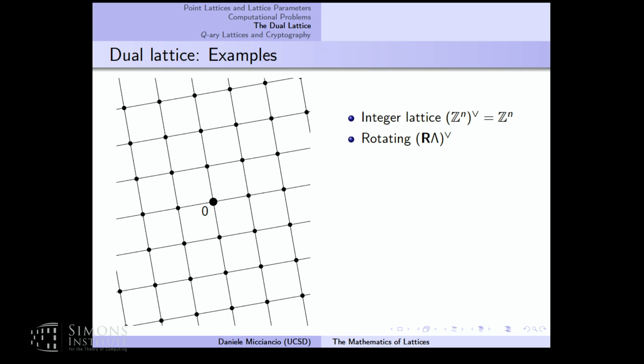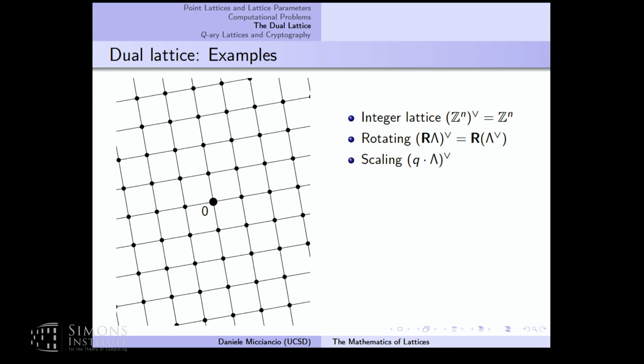Now, scalar products don't change under rotation. If you take two vectors, rotate both of them by the same amount and compute the scalar product, you obtain the same value. So also the dual lattice gets rotated, and you get again Zn. So let's see if you can find a lattice where you get something different.